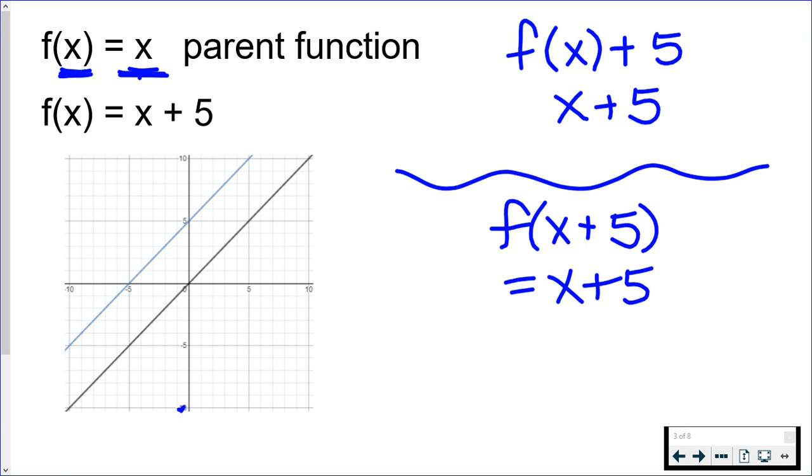And you can see how they both result in the same equation, but it's just changing your perspective whether you see that black line moving up 5 or whether you see it moving left 5.